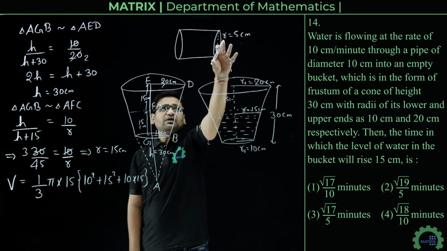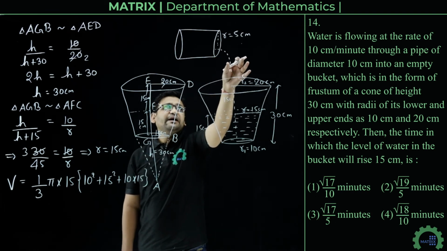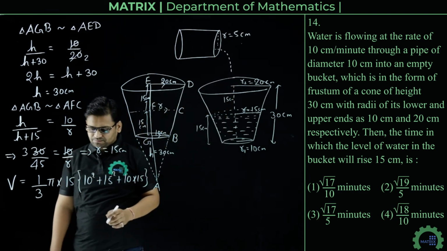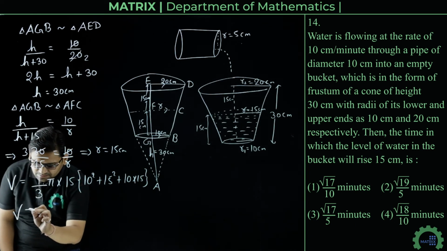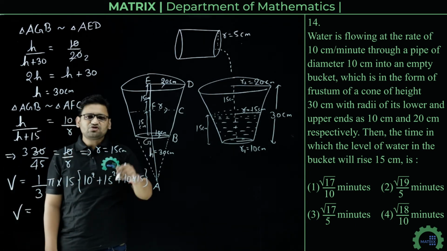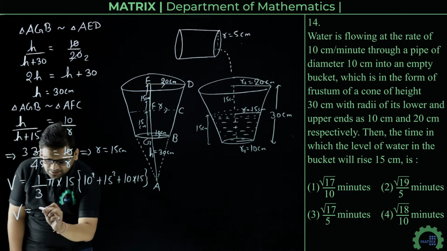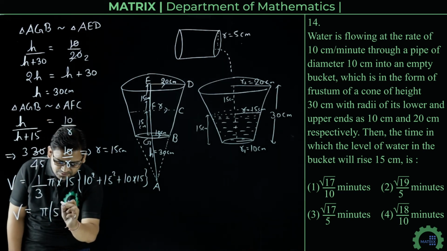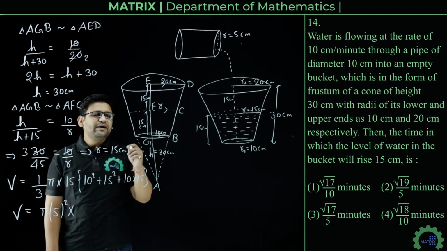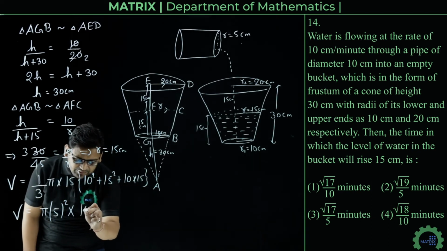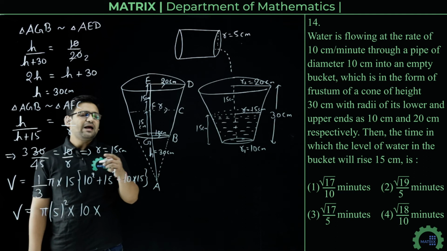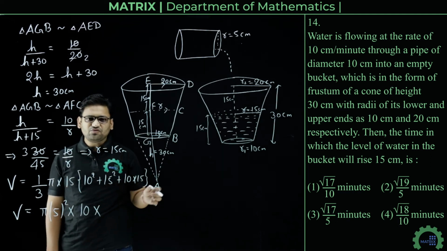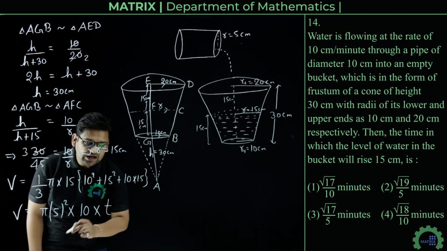The volume of the water flowing out of this pipe in time t will be the area of cross section of the pipe, that is pi r square, where the radius is 5 centimeter, so 5 square, into the speed of water, which is given as 10 centimeter per minute, multiplied by the time t in which the water is flowing.